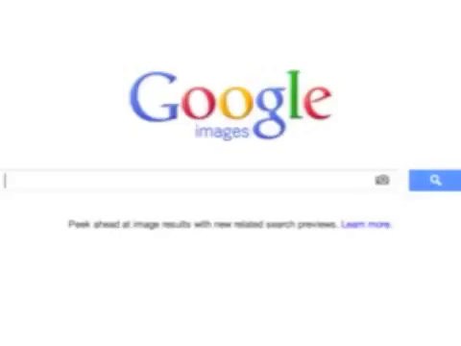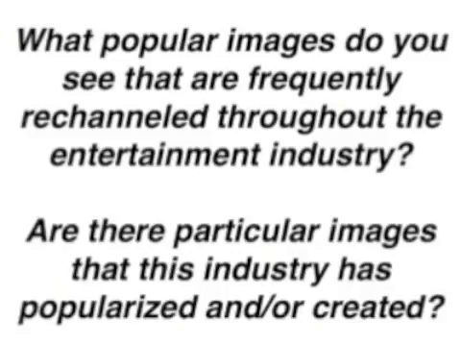The next question was, what popular images do you see that are frequently rechanneled throughout the entertainment industry? And the next question after that, were there particular images that this industry has popularized and or created? Matt said, honestly, for both of those, he couldn't think of any. He said, my area is too diverse for a common thread to show up.